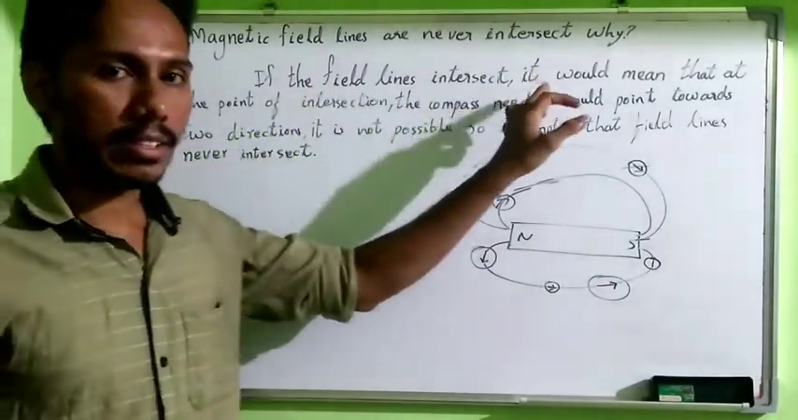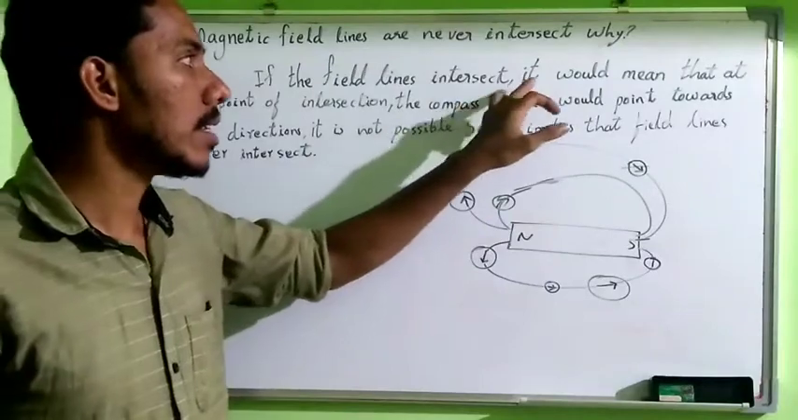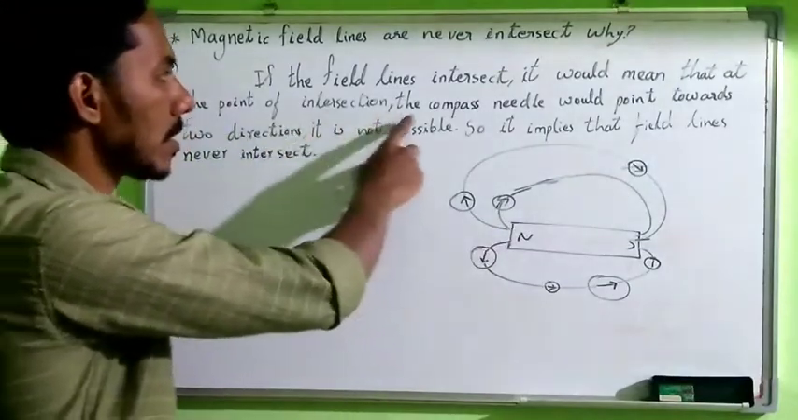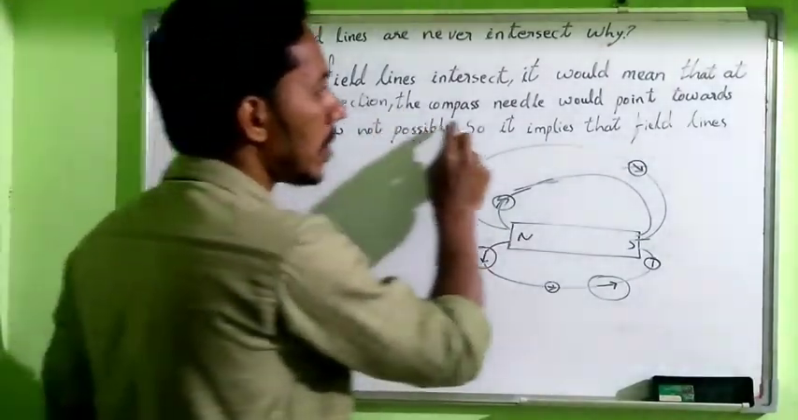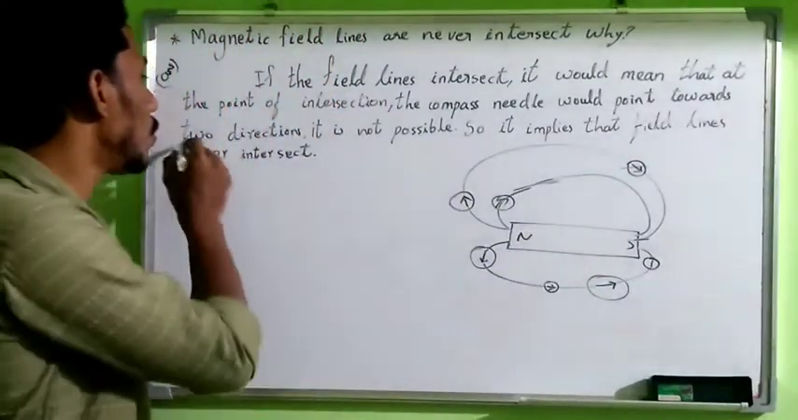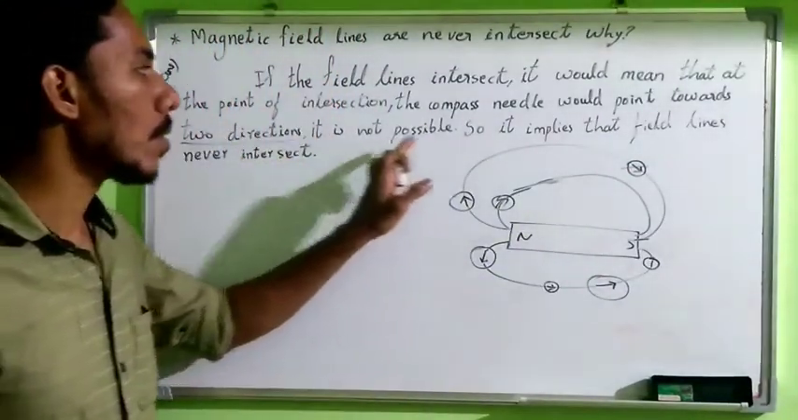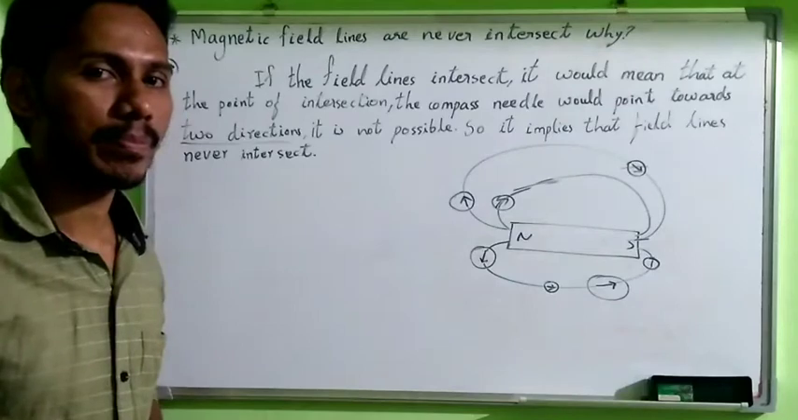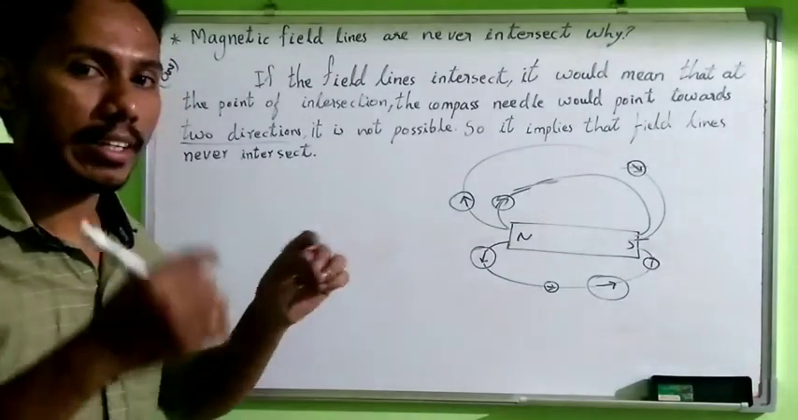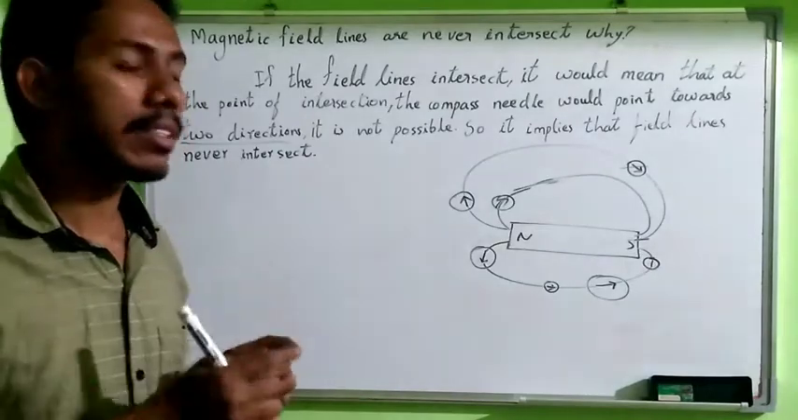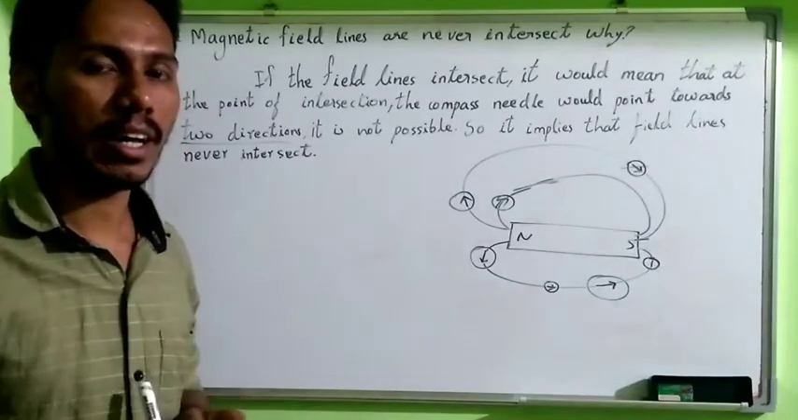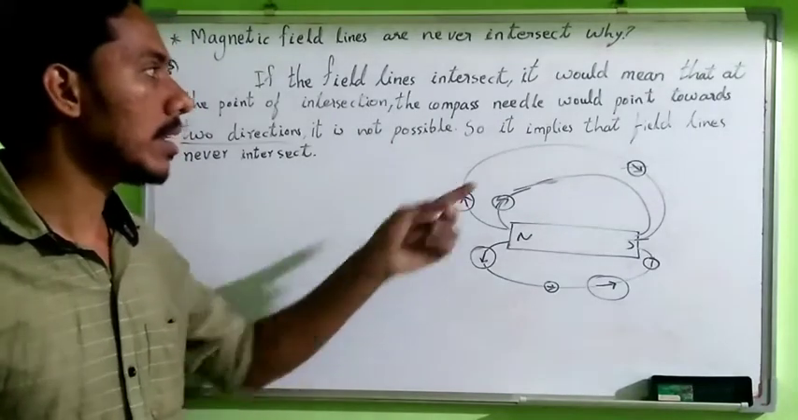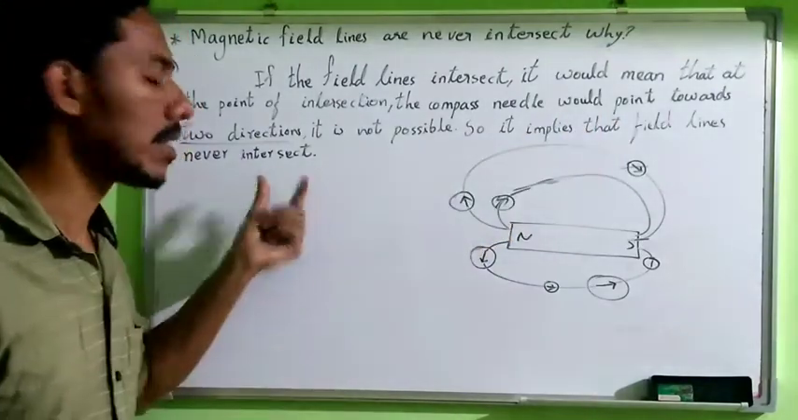If the field lines intersect, it would mean that at that point of intersection, the compass needle would point towards two directions at the same time. It is not possible, so it implies that the field lines never intersect. Okay, if they intersect, then at that point of intersection, the compass needle should give two directions. Is it possible? No. That is why it implies that the field lines never intersect.